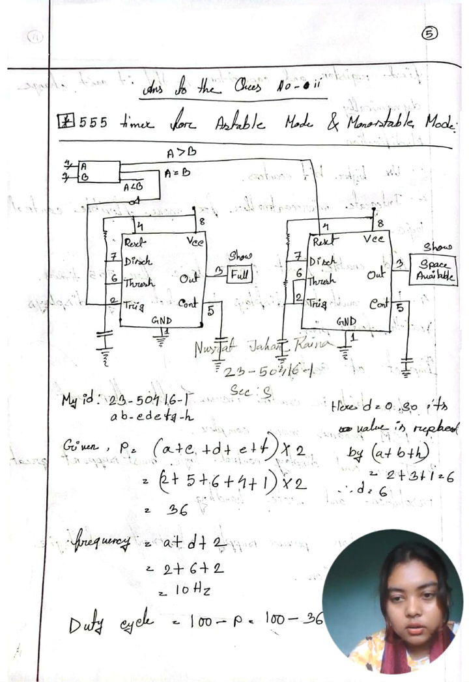There are calculations presented related to finding values labeled frequency and duty cycle using given numbers like 2, 5, 6, 7, 1, 2, 6. It appears to calculate a frequency of 10 Hz and a duty cycle of 64%.